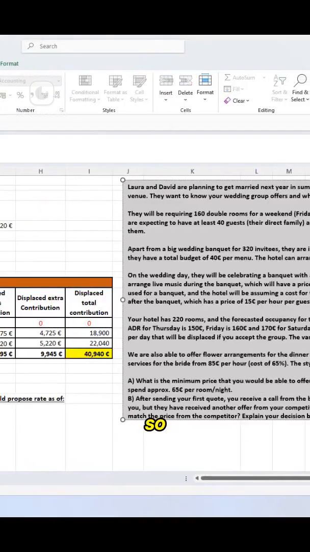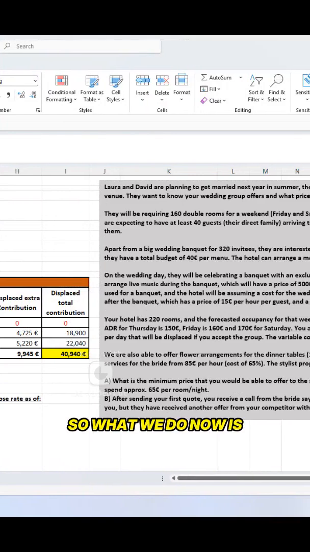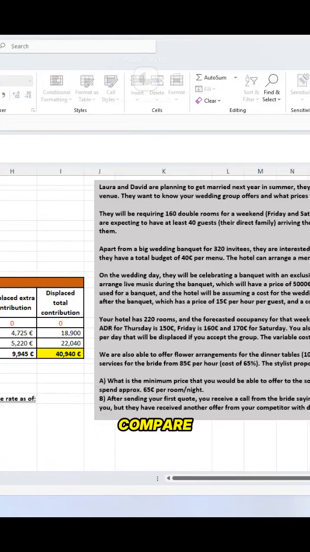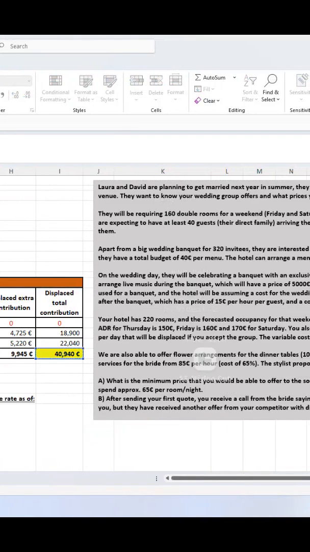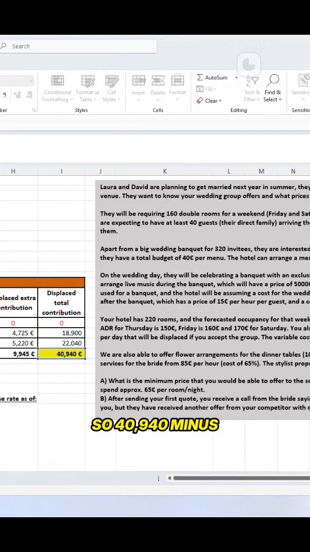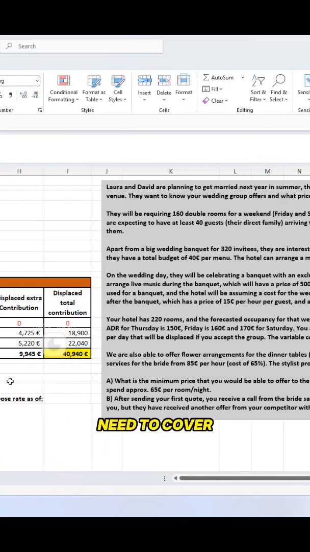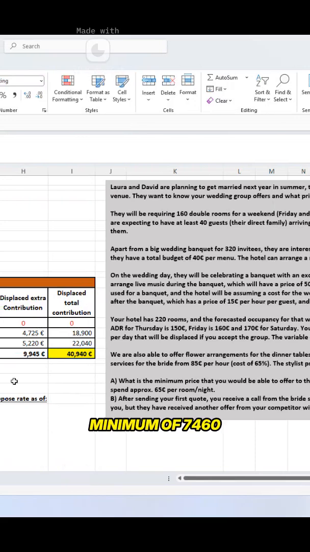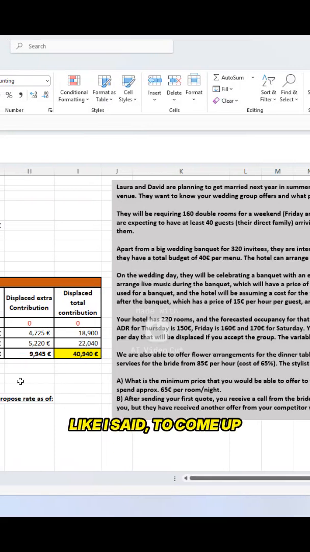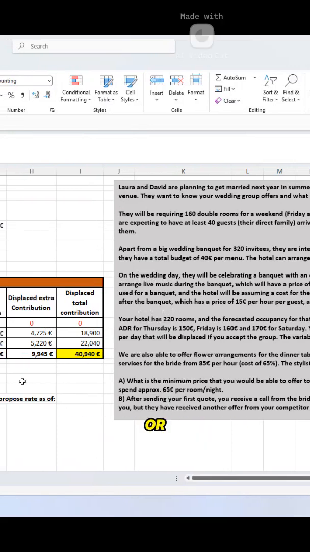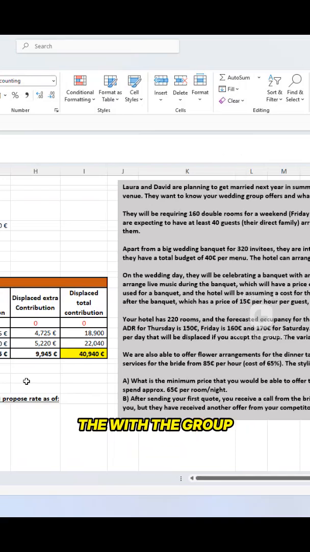So what we have left to do are these two steps here before we get to the minimum rate. So what we do now is we compare our contribution needed with the contribution that the group is bringing, right? So 40,940 minus 33,480. So now we know that we still need to cover at least a minimum of 7,460 through the rooms in order for us to come up with a minimum requirement or opportunity cost of 0, as in like we're making as much with the group as with the transient guests.